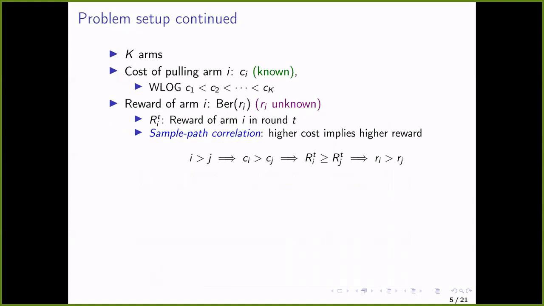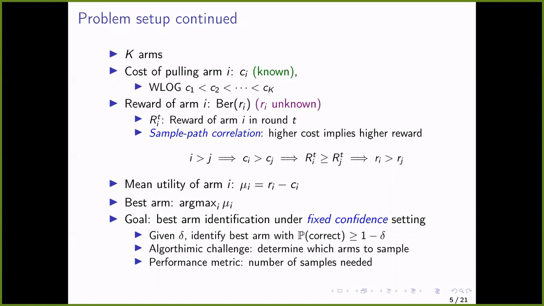We now continue with our problem description. The mean utility of arm i, mu i, is defined as the difference between the reward of arm i and the cost of pulling arm i. The best arm is defined as the arm with the highest mean utility. The goal is to identify the best arm under the fixed confidence setting. That is, given delta greater than 0, we need to identify the best arm with probability at least 1 minus delta.